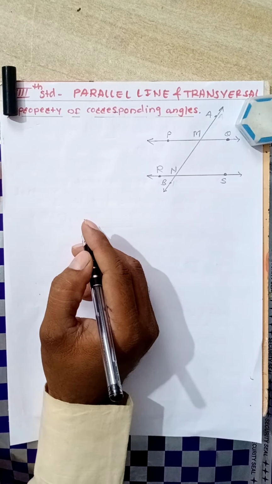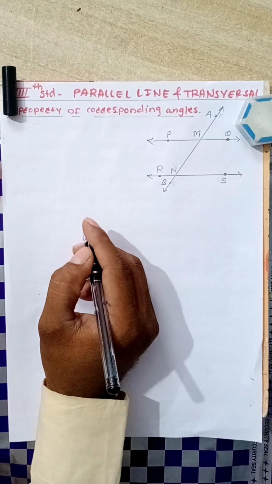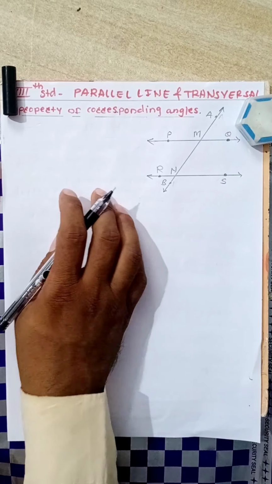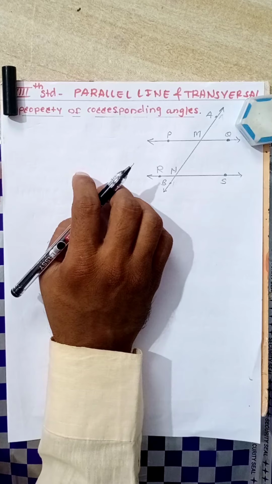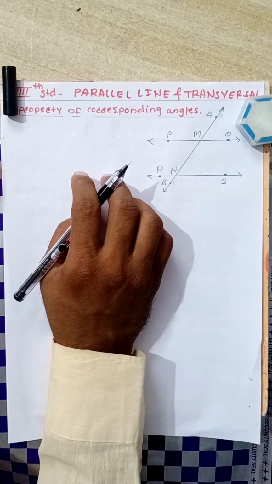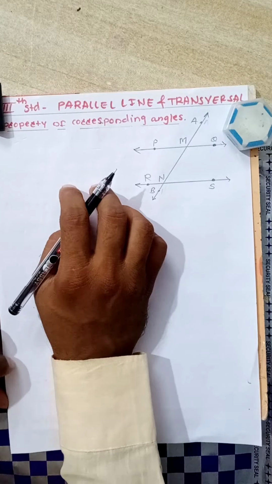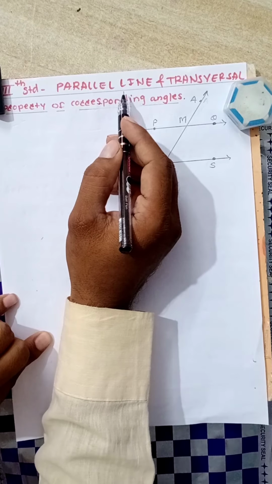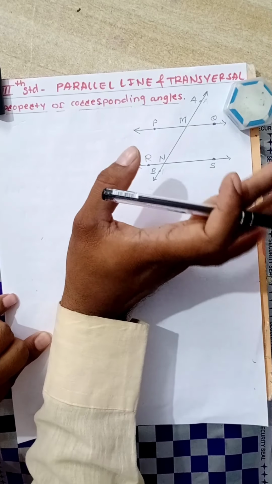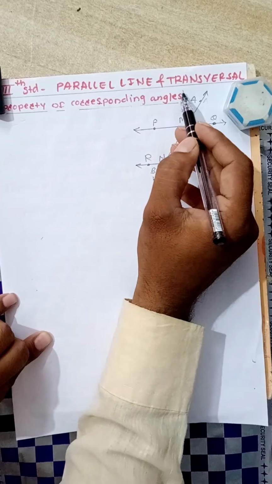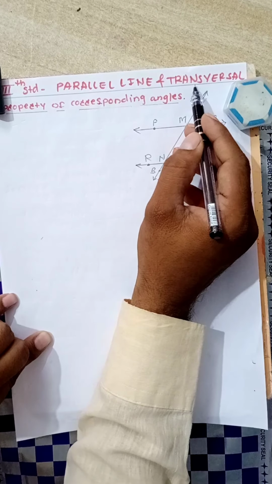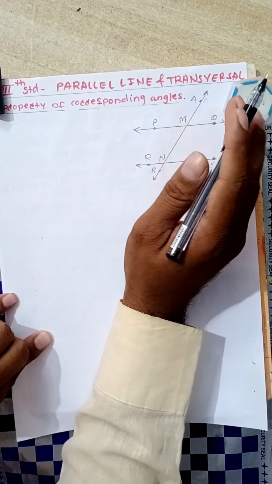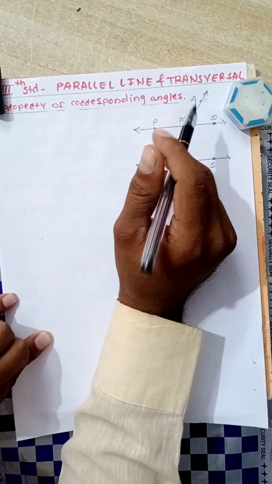Today we are going to start a new point, property of corresponding angles. You have learned in your previous lecture comparison of rational numbers. So you tell me, what is meant by parallel lines? Parallel means lines which do not intersect each other. That's called parallel lines. And what is meant by transversal? Transversal means any line that intersects parallel lines. It is called a transversal.